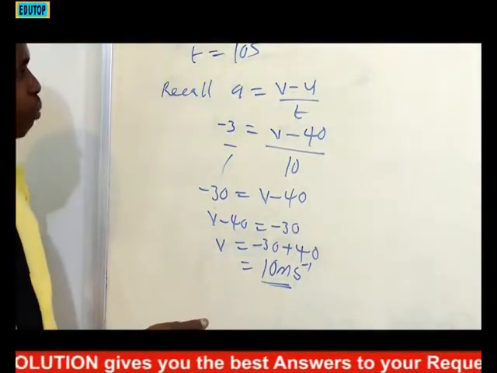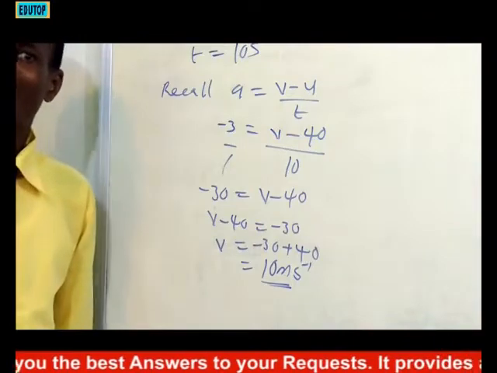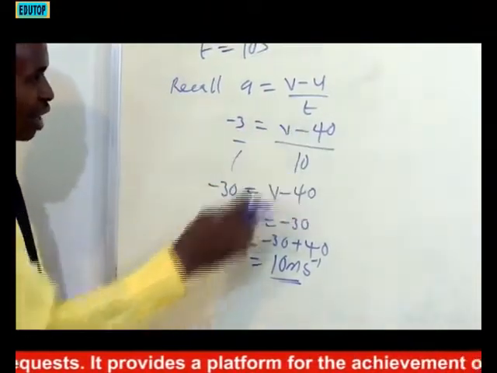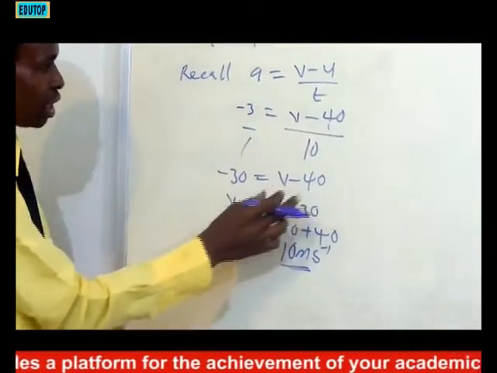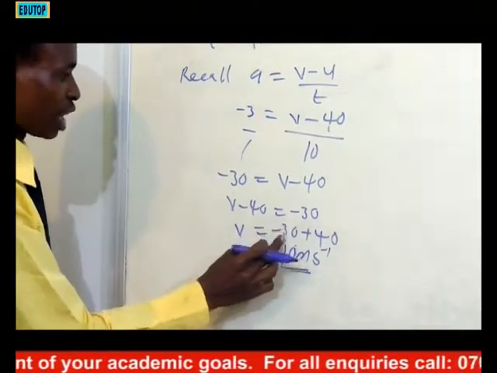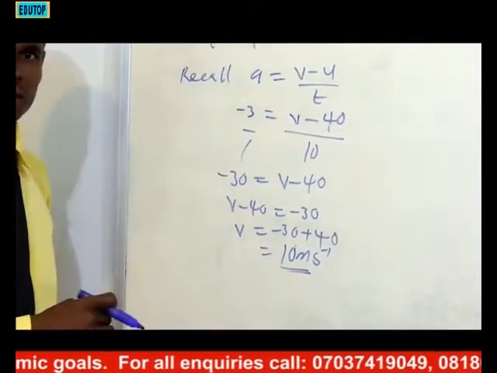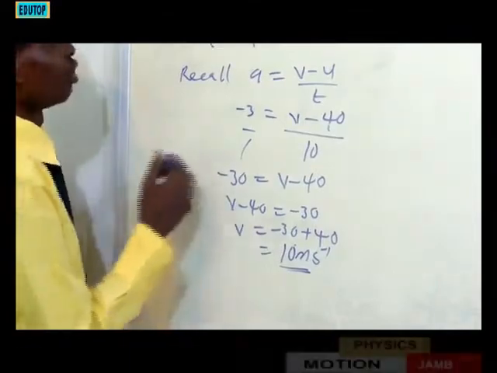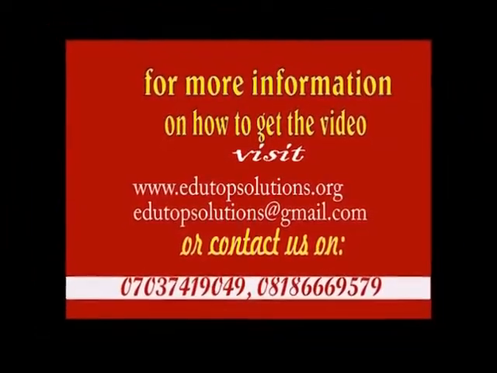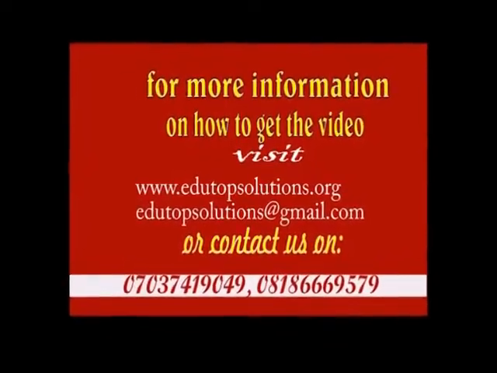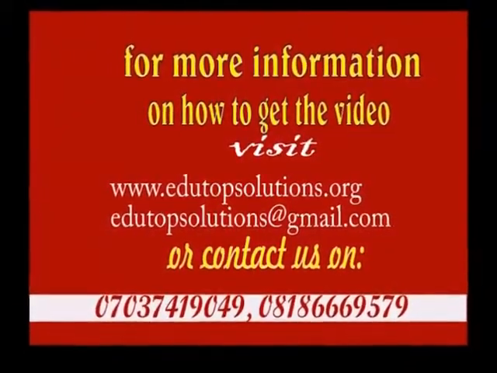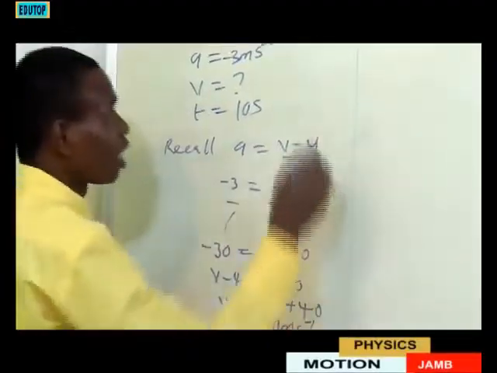Simple calculation. I put minus here because we are told it's a retardation. It retards. Okay? So minus 3 over 1, v minus 40 over 10, cross multiply, minus 30. The whole of this, put it here. Then v is equal to minus 30 plus 40. If we remove minus 30 from plus 40, we have 10 meters per second. That's that. Question number 1. Let's look at number 2.